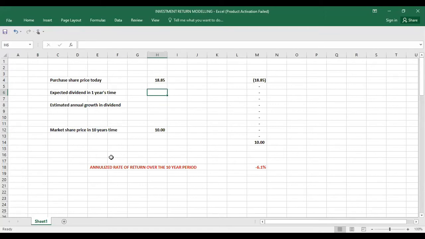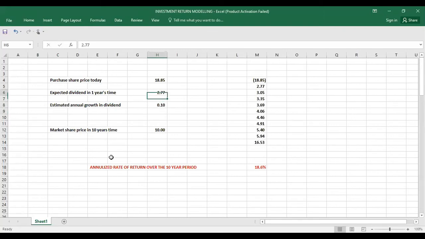If I take the view that Guarantee Trust will be able to grow its dividend at about 10% per annum over the next 10 years, which is a fairly conservative view, because if you look at the track record of the company, they've actually been able to do better than that. So I'm going to assume the 2 naira 52 kobo that they paid net of taxes this year grows by 10% next year. So that comes to 2 naira 77 kobo here. And then the estimated annual growth in dividend here is 0.1.